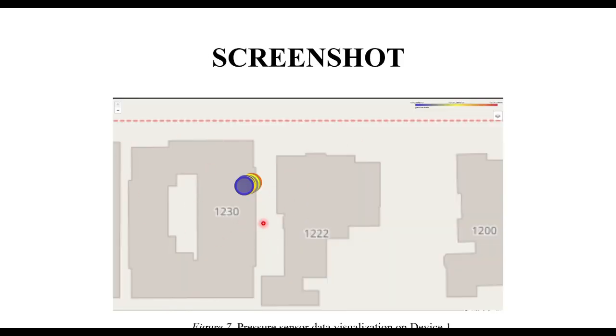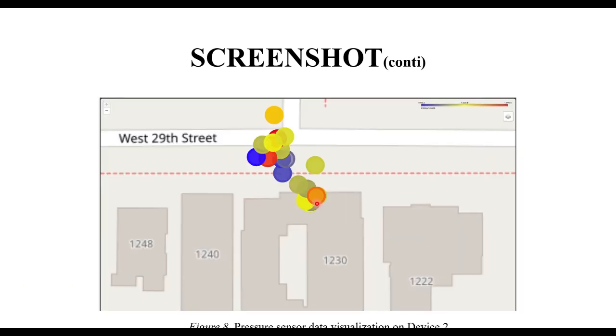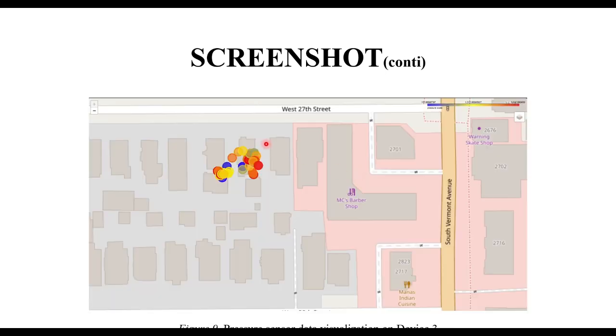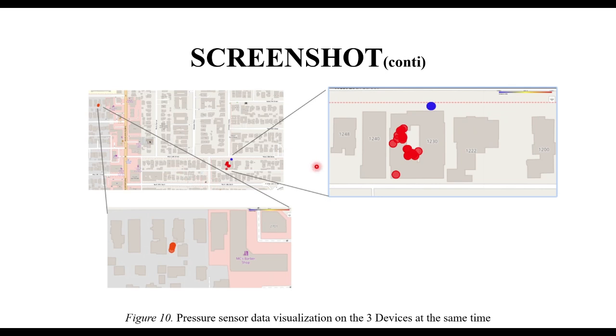So this is a screenshot of one device. This is a screenshot of a second device. As you can see, there is a different distribution of pressure according to this graph. This is the pressure sensor data from the third device, and this is having pressure sensor data from all three at the same time.